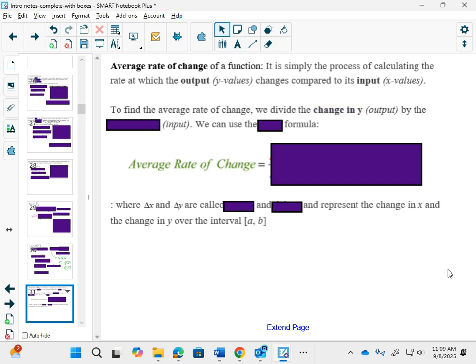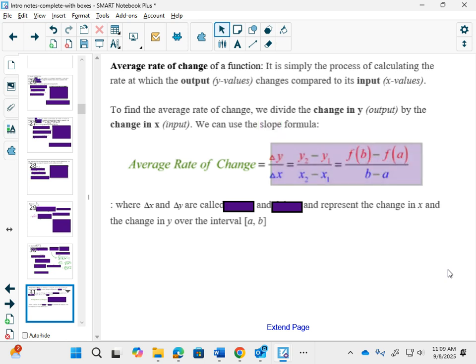So we divide the change in y, so in my case it was 200 kilometers, by the change in x, which was 2 hours, and you can figure that out. But you could use a slope formula for this, because what that actually is, is your change in your y values divided by your change in your x values.